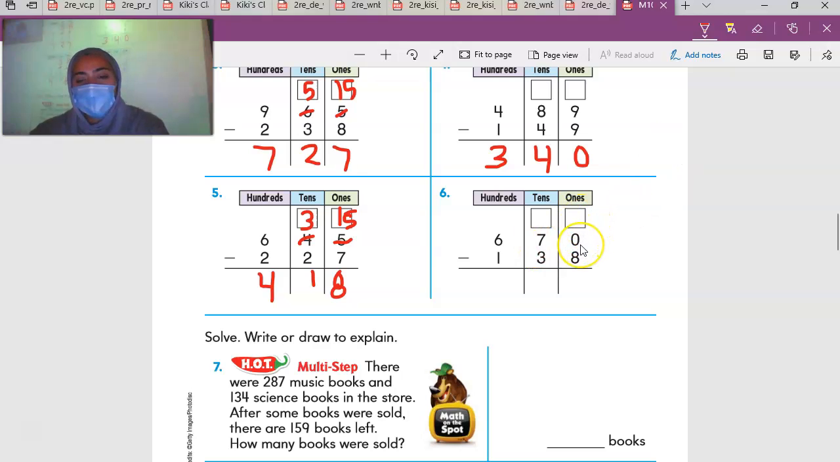If there's 0 ones, you have to regroup. You have to borrow from the tens place. 7 becomes a 6, and 0 becomes a 10. And now 10 take away 8 is 2, and 6 take away 3 is 3. It's a doubles fact. And 6 take away 1 is, what's your answer?